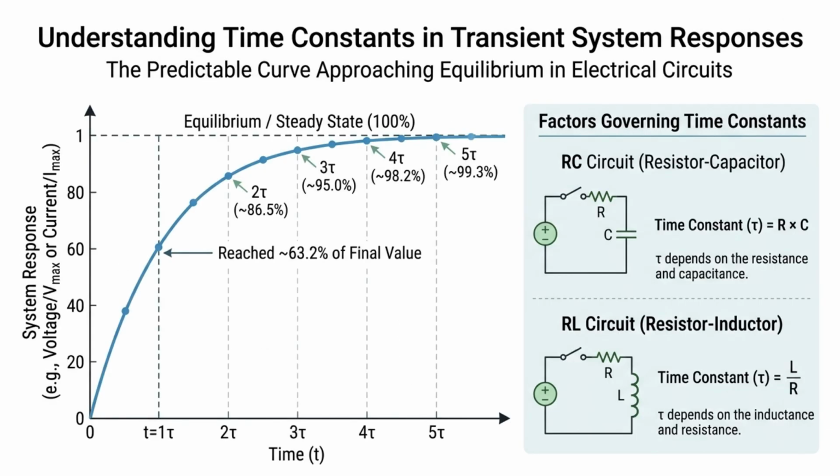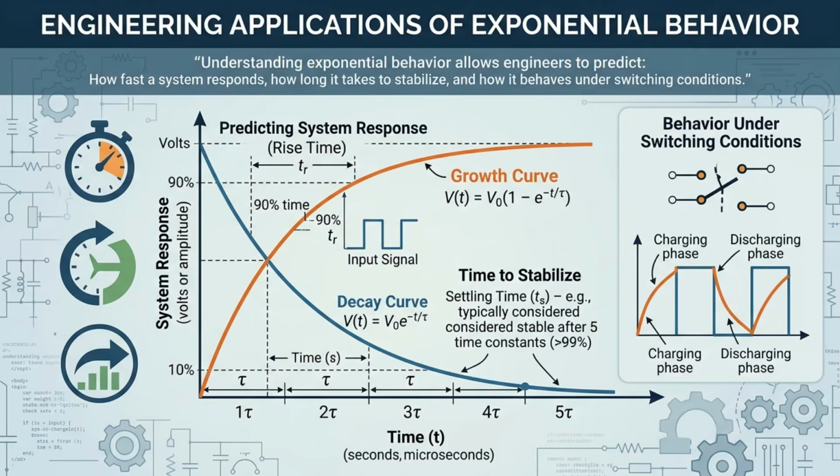This leads to a predictable curve where changes are fastest at the beginning and gradually slow down as the system approaches equilibrium. The shape of this response is governed by time constants, which depend on resistance, capacitance, and inductance depending on the circuit type. Understanding exponential behavior is essential because it allows engineers to predict how fast a system responds, how long it takes to stabilize, and how it behaves under switching conditions.